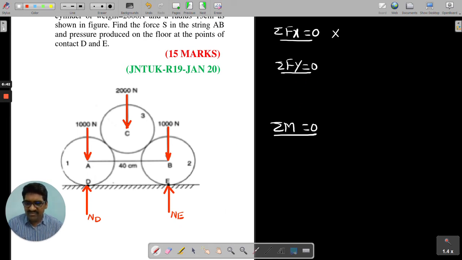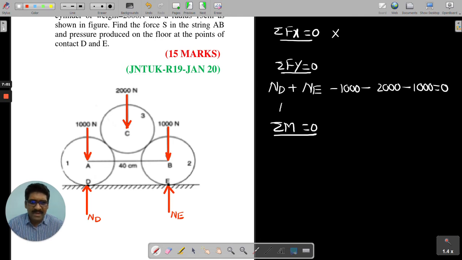So, what is sigma Fy? Okay. So, ND is acting upward. I am taking positive. Okay. Yes. NE is acting upward. You can take it as positive. Next, 1000 is acting downward. Take it as negative. 2000 is acting downward. You can take it as negative. And again, this is also acting downward, negative. Therefore, I can say finally, N suffix D plus N suffix E will be how much? Definitely, you know, 4000 is the value. Here is the picture. There is a case.